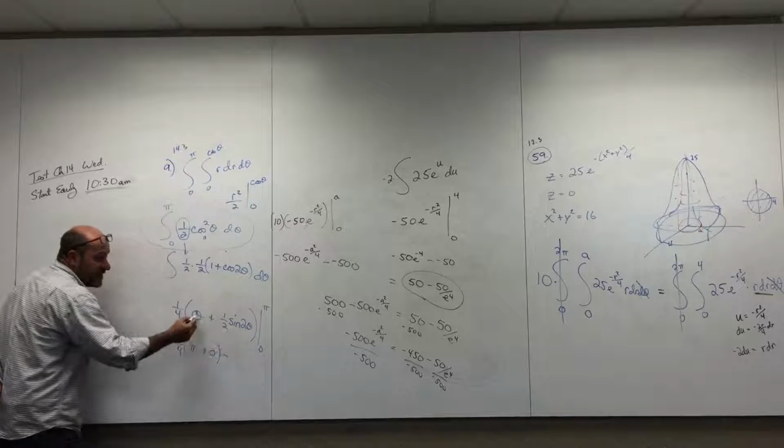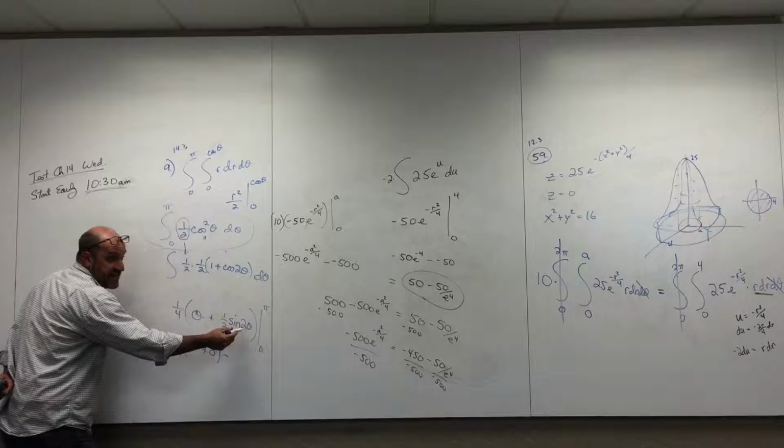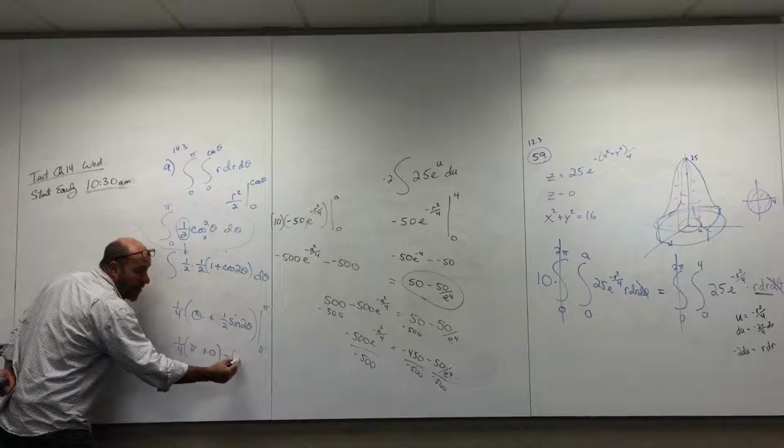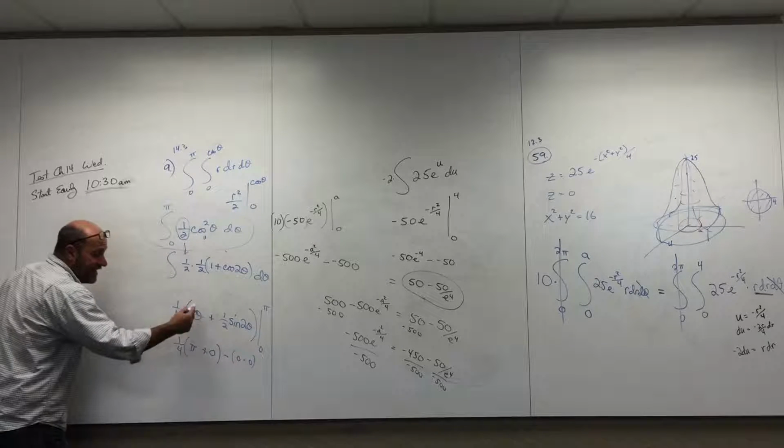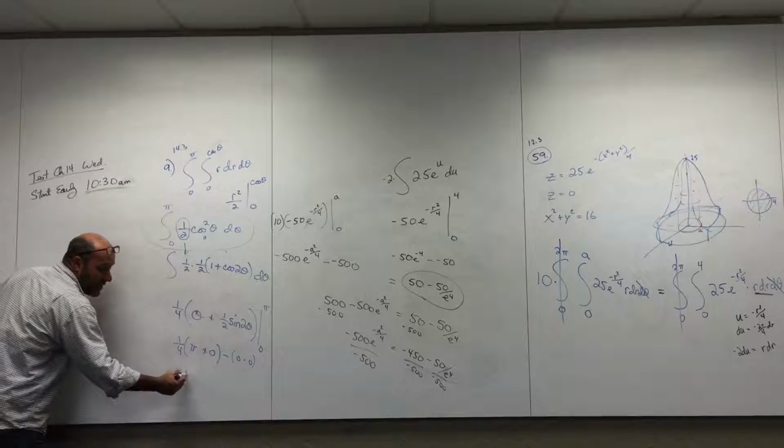Minus, and then we plug in a 0, and that's a 0, and the sine of 0 is 0. So I get more nothings. So the answer is right here, pi over 4.